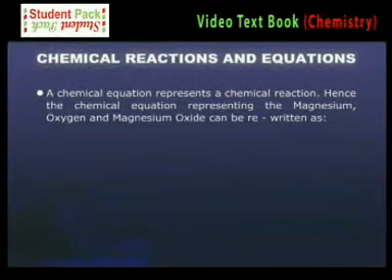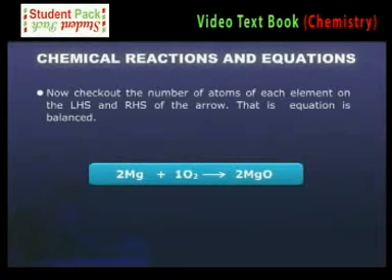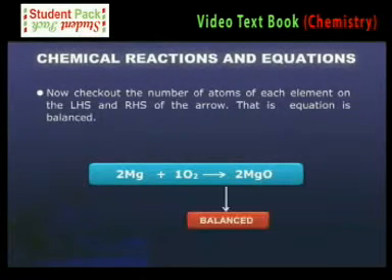A chemical equation represents a chemical reaction. Hence, the chemical equation representing the magnesium, oxygen and magnesium oxide can be rewritten as 2Mg + O2 → 2MgO. Now check out the number of atoms of each element on the left-hand side and the right-hand side of the arrow. We find that this equation is balanced.